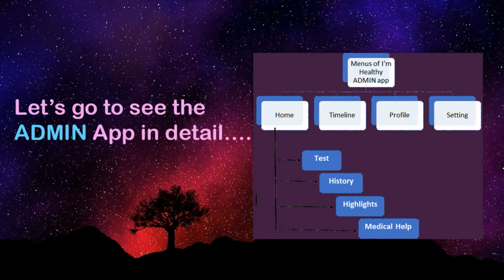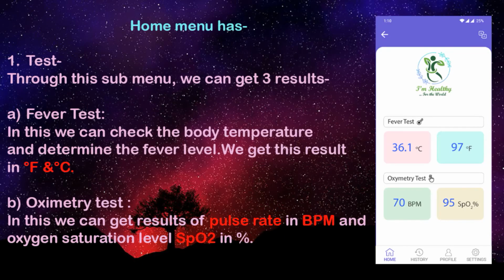Menus of the I Am Healthy admin app include Home, Timeline, Profile and Setting, whereas the Home menu includes Test, History, Highlights, Medical Help. The Home menu has Test. Through the menu, we can get three results. First, fever test. In this, we can check the body temperature and determine the fever level. We get this result in degree Fahrenheit and degree Celsius.